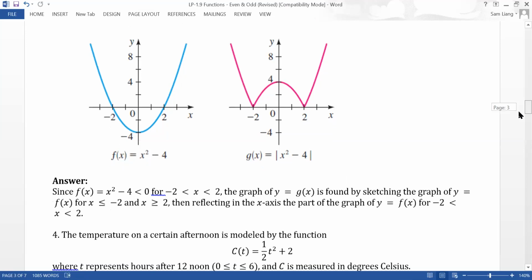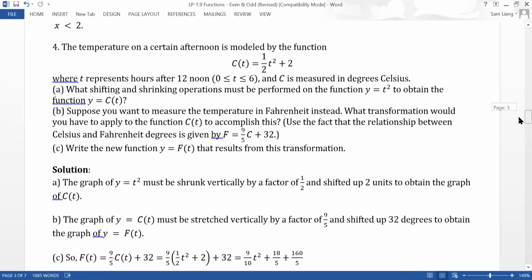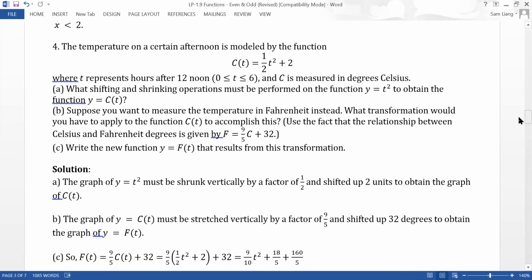Okay, so just a review question here. It says the temperature on a certain afternoon is modeled by the function c of t equals 1/2 t squared plus 2, where t represents hours after 12 noon, and t is between 0 and 6 inclusive, and c is measured in degrees Celsius. Between 0 and 6 means that we're only going up to 6 p.m., right? Part A: what shifting and shrinking operations must be performed on the function y equals t squared to obtain the function y equals c of t.